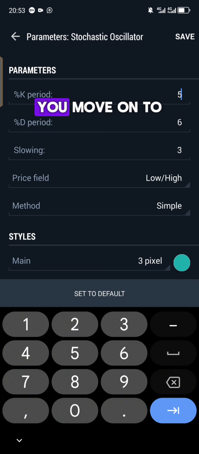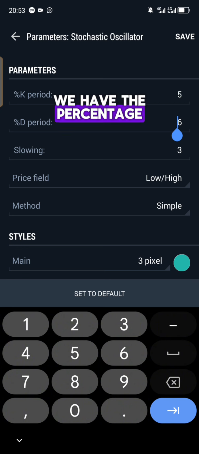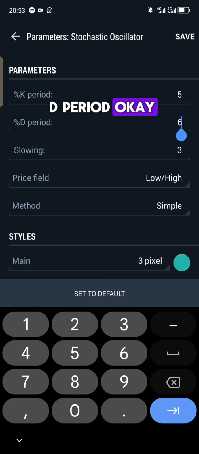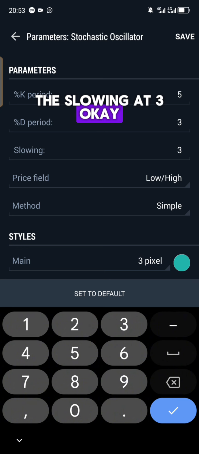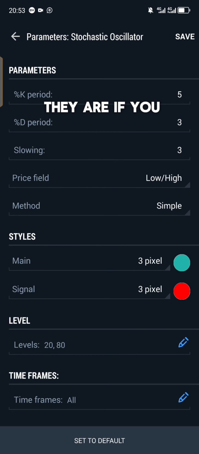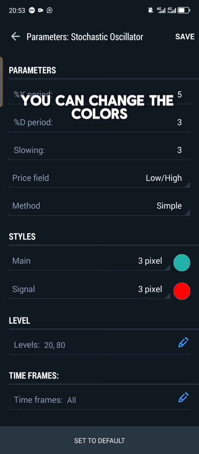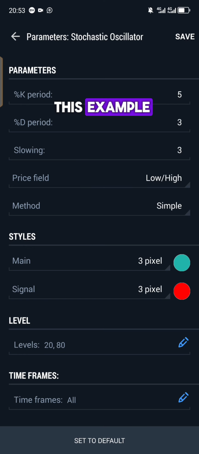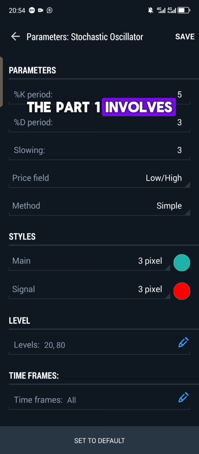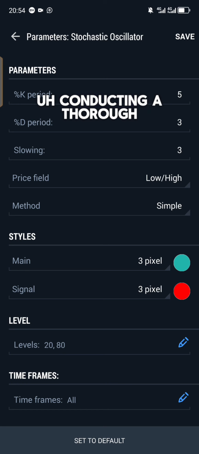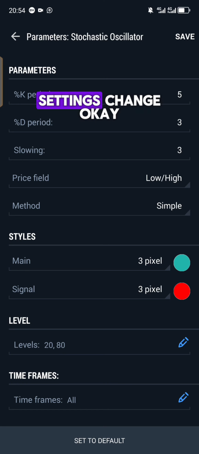Once you have done that, you move on to the next, the percentage D period. You change the percentage D period to 3 and remember to maintain the slowing at 3. Keep the settings as they are. If you wish to change the colors, you can, but for this example we are not going to change the colors. So guys, this is part 1 of the stochastic divergence strategy. Part 1 involves conducting a thorough settings change.